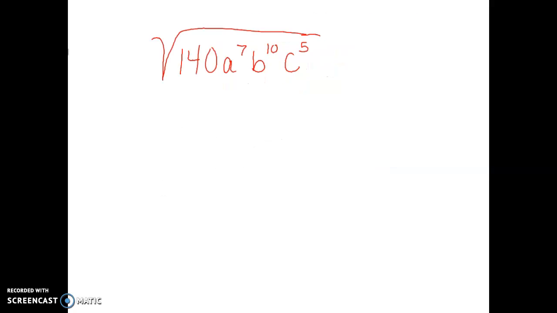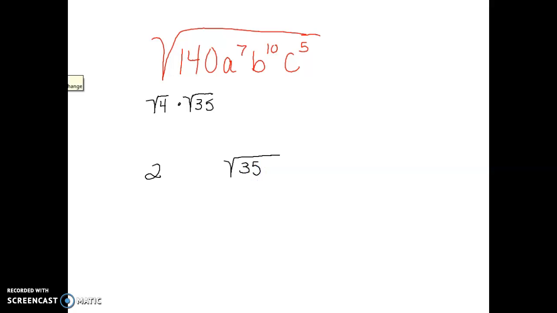Our next example has a coefficient, so I'm going to start with the 140. And I want to try to factor this into something that has a perfect square as a factor. 140 is divisible by the number 4, so I'm going to break that down as square root of 4 times square root of 35. My square root of 4 does equal the whole number 2. My 35 doesn't simplify any further, so it will remain under the square root.